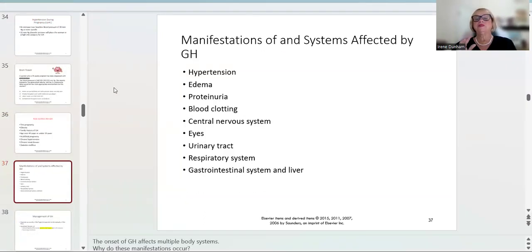Now, these are systems that are affected by gestational hypertension. All right. Well, you got edema, you got high blood pressure, you got swelling. You see it more, guys, in the hands and the face. That's where you see it starting.